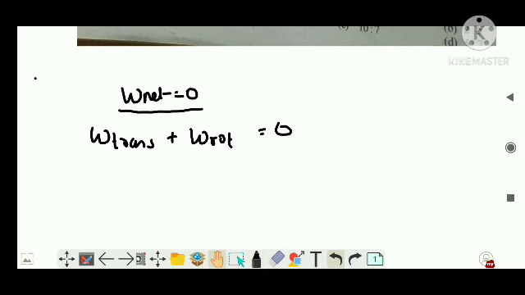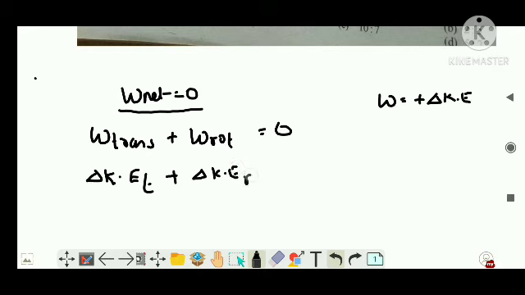And what is the relationship between work and kinetic energy? Work is equal to the change in kinetic energy. That is the work-energy theorem. So I can write the work of translational motion as the change in kinetic energy in translational motion plus the change in kinetic energy in rotational motion, which is equal to 0, right? That means the change in kinetic energy in translational is equal to the change in kinetic energy in rotational.